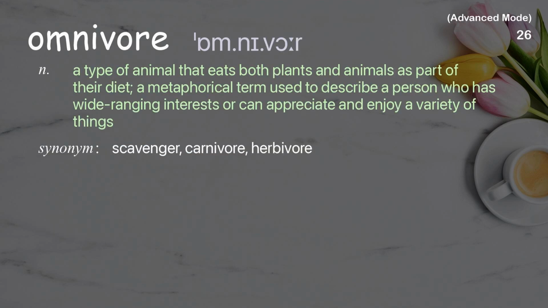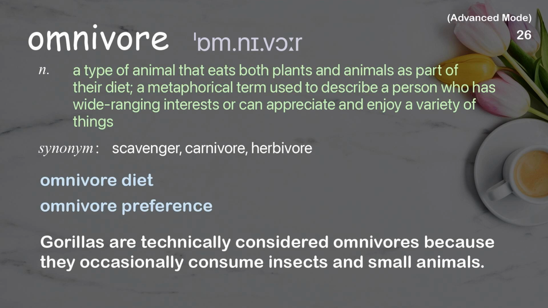Omnivore. A type of animal that eats both plants and animals as part of their diet, a metaphorical term used to describe a person who has wide-ranging interests or can appreciate and enjoy a variety of things. Examples: Omnivore diet. Omnivore preference. Gorillas are technically considered omnivores because they occasionally consume insects and small animals.